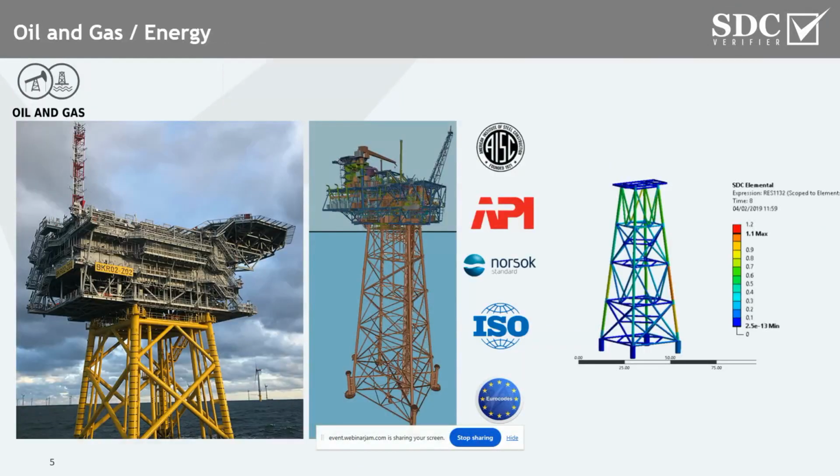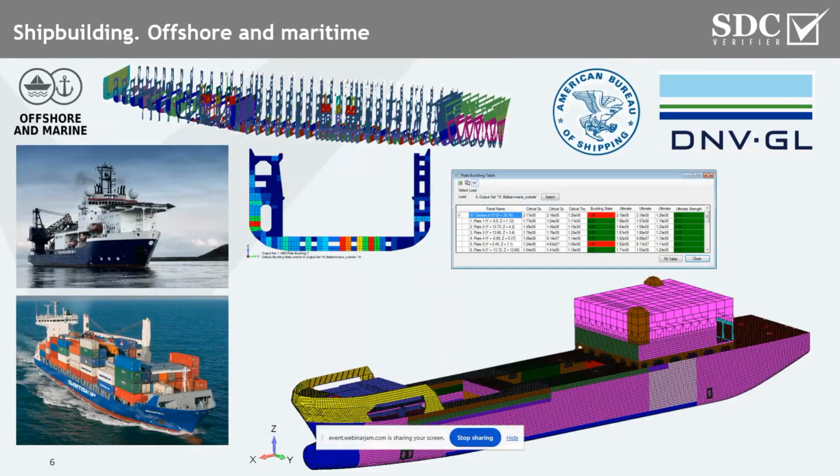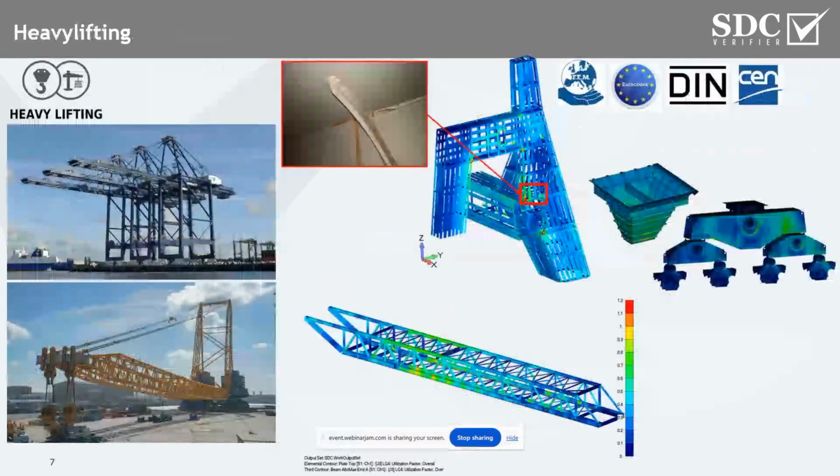Whether this is the oil and gas industry with jacket structures, platforms, mud platforms, and many more, which you typically check according to AISC, API, Eurocode, DNV rules, etc. Or, for example, shipbuilding, which is pretty obvious. You have many frames, longitudinals to be checked, and many other things, for example, according to ABS or DNV standards or more. Or heavy lifting. I think no more words are needed, because basically everything is made of steel, and you have many standards you need to use, like FEM, Eurocodes, EN 13001, DIN standards, etc.